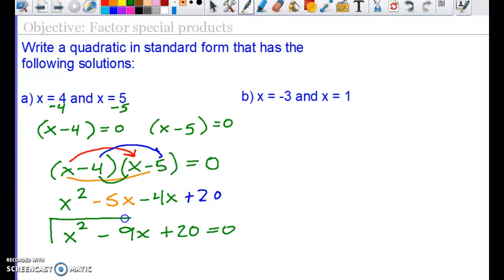Now you really only need the part to the left of the equal sign, because that was what the quadratic expression was, but we would have had to set that equal to 0 to get the answers of x equals 4 and x equals 5. Let's look at the next example now.